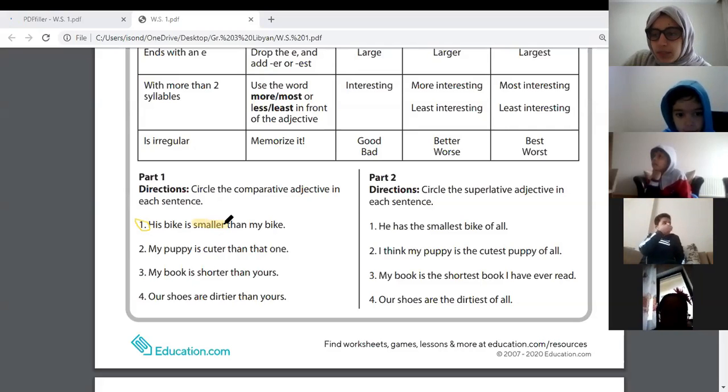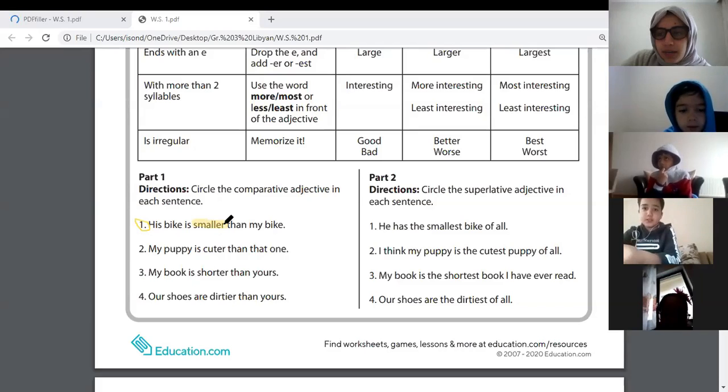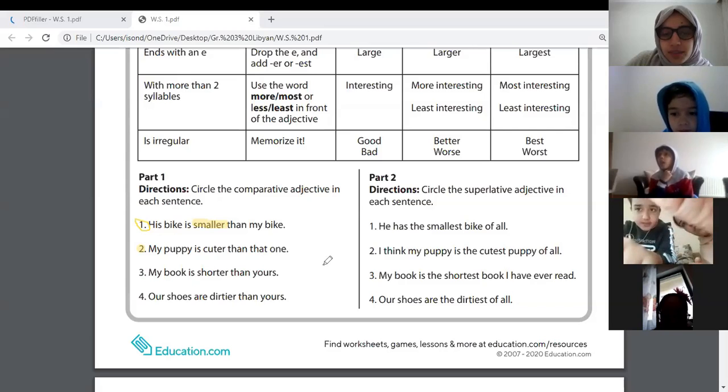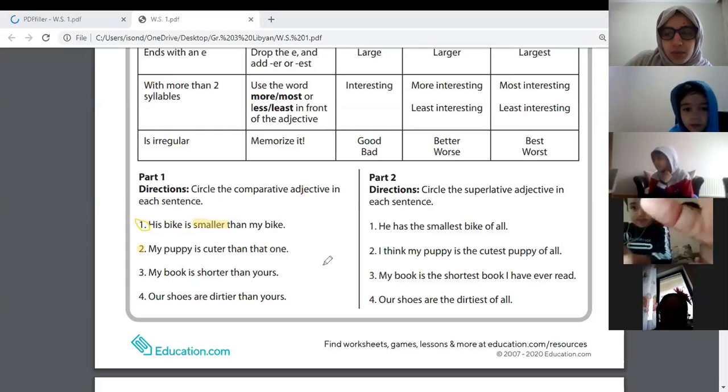Ali, can you do the next one for me? Ali, can you read the second sentence for me over here? Number 2. My puppy is cuter than that one. Which one do you think is the comparative? Which word has ER at the end of it?